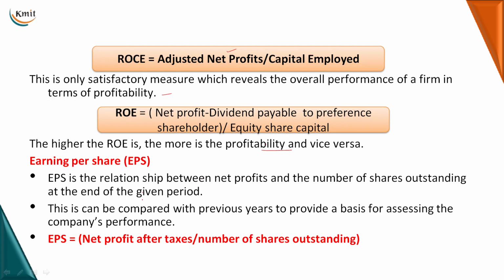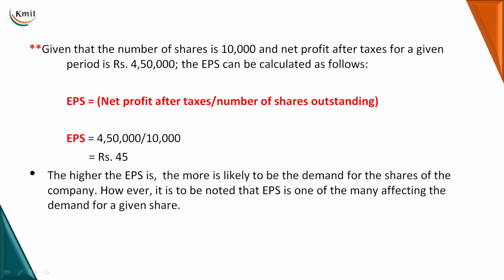Earnings per share. Earnings per share is related to the relationship between the net profit and the number of shares outstanding at the end of a given period. It is compared to previous years to provide a basis for assessing the company's performance. So EPS is equal to net profit after taxes divided by number of shares outstanding.